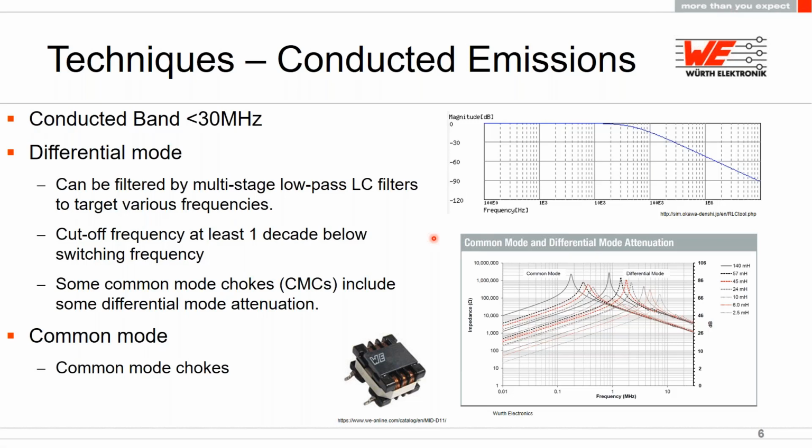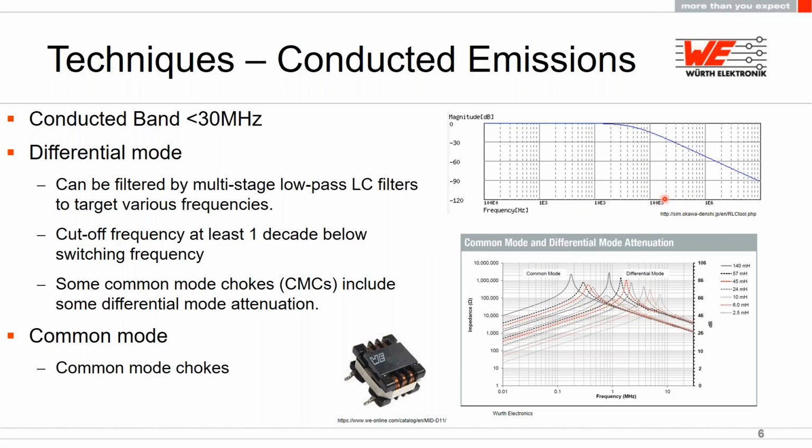The conducted band is from 150 kilohertz to 30 megahertz. Most of the noise in this band will be differential mode, and this can be filtered by using multi-stage low-pass LC filters to target various frequencies. For example, you would have a pair of LC, inductor and capacitor, for low frequency, another for middle frequency, and another for high frequency. So by having multi-stages, you can filter out most of the frequencies. This is an example of that.